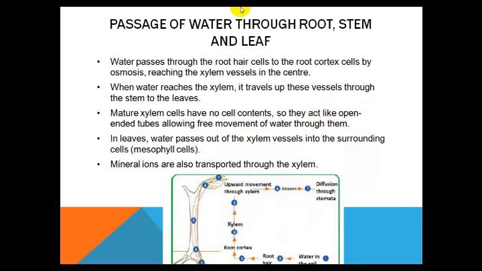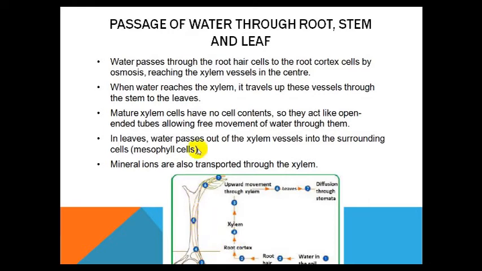The passage of water through root, stem and leaf. Water passes through the root hair cells to the root cortex cells by osmosis, reaching the xylem vessels in the center. When water reaches the xylem, it travels up these vessels through the stem to the leaves. So this is how it happens through the steps illustrated here.